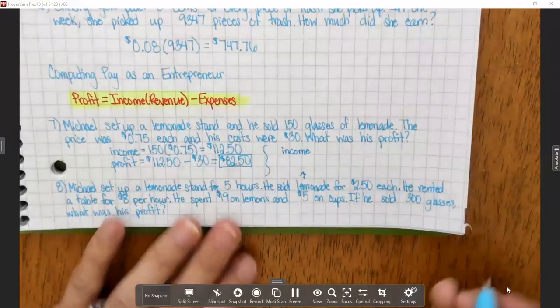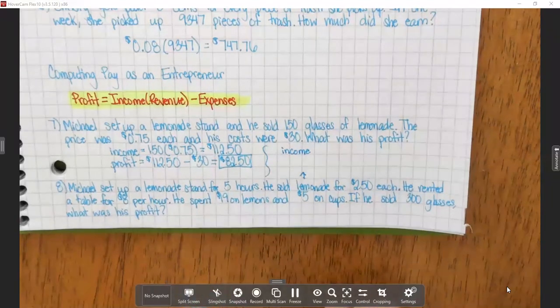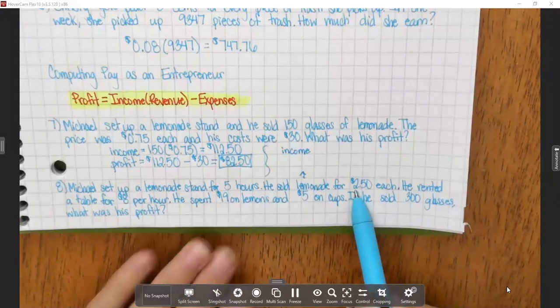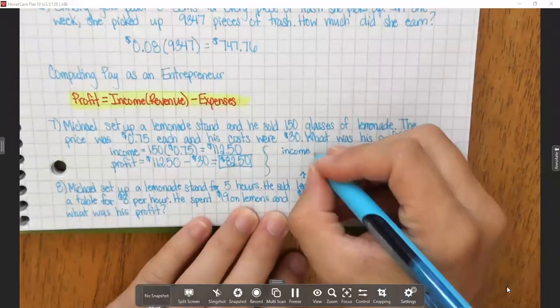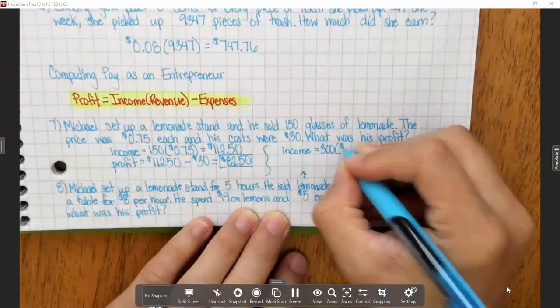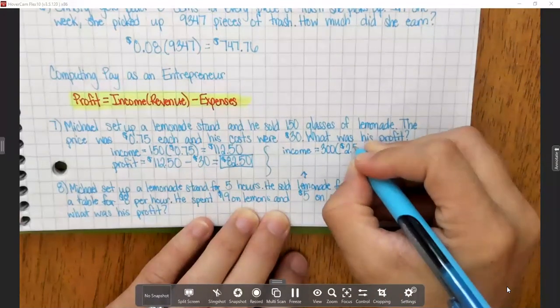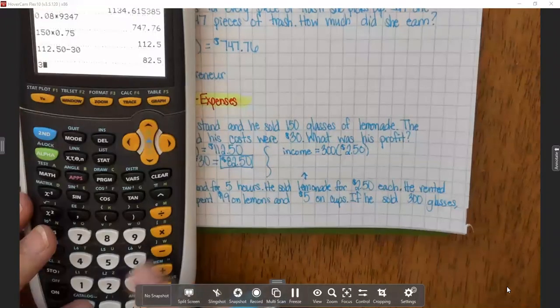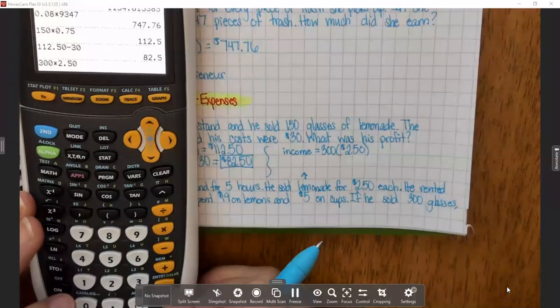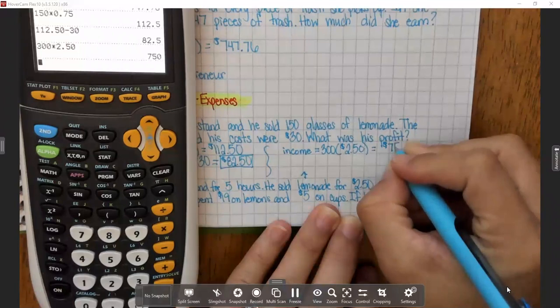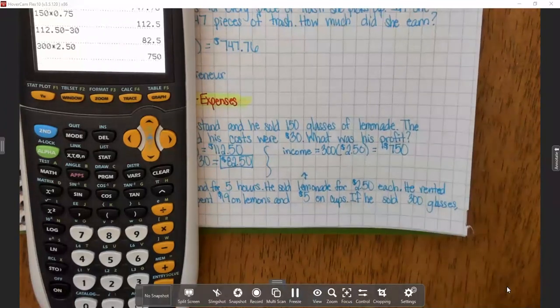So his income, how much money he brought in, is how much he made from his sales. So if he sold them for $2.50 each and he sold 300 glasses, so we're going to do 300 times $2.50. So his sales brought in $750. That was his income.